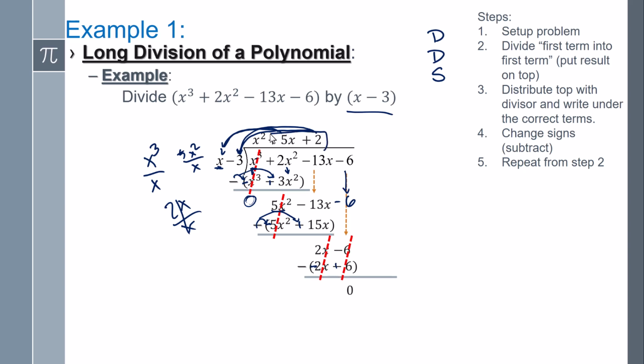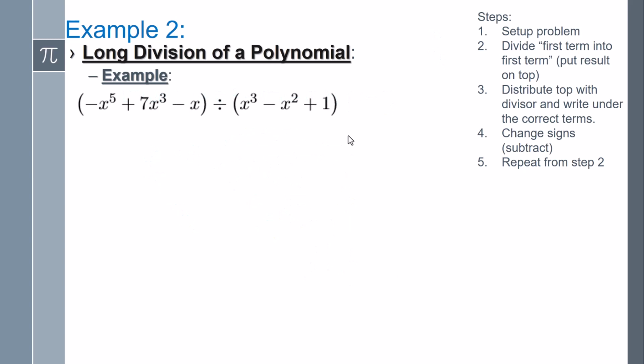So this is going to be my answer. Now, if you had a remainder, we're gonna see that in another problem, but you're gonna add the remainder at the end. But that's essentially it. Divide, distribute, subtract. Divide, distribute, subtract, etc. Let's look at another one.